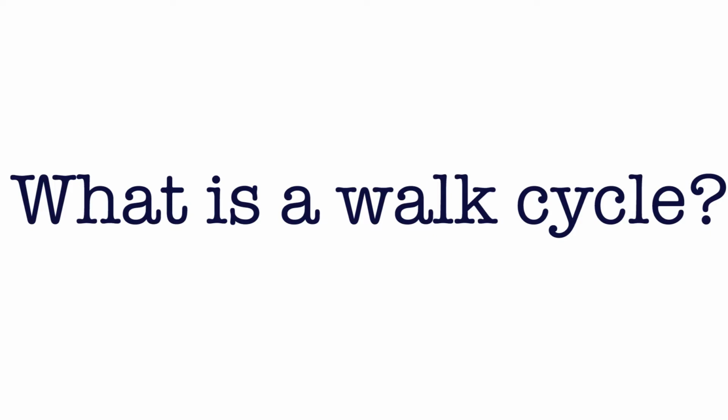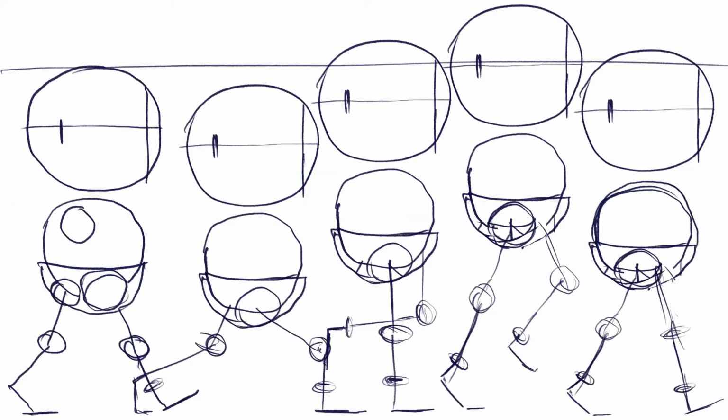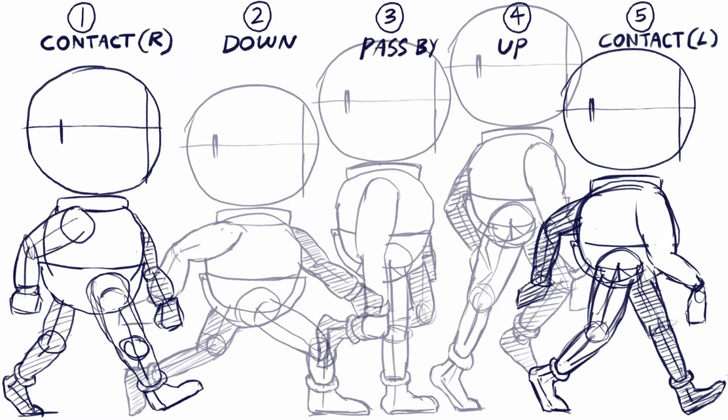So you may be wondering, what is a walk cycle? A walk cycle is simply a series of frames or drawings in a sequence that loop to create the illusion of walking. It requires some keyframes, which I will demonstrate here, but once you've established the keyframes, then you can initiate the looping sequence. So over here you can see there's 4 or 5 key poses here.